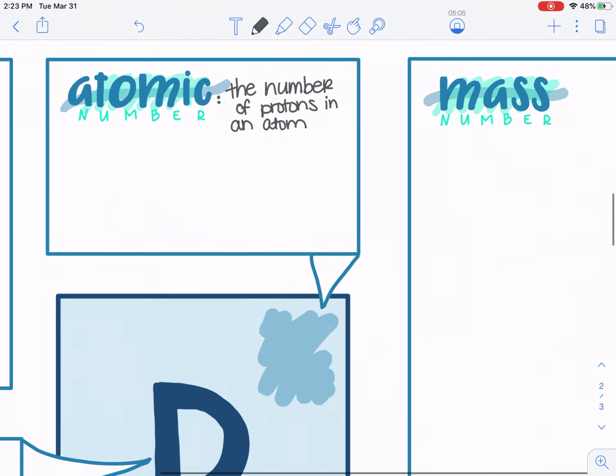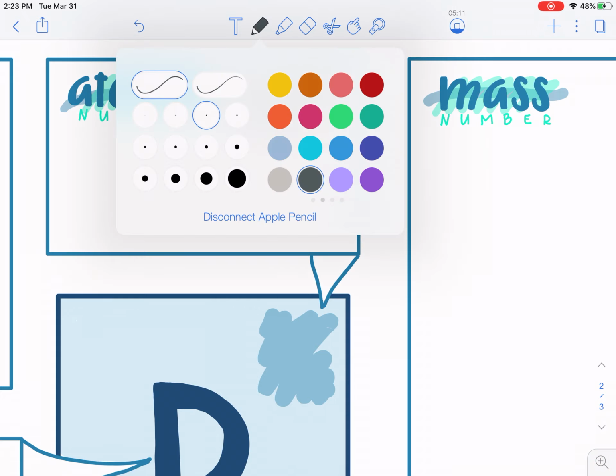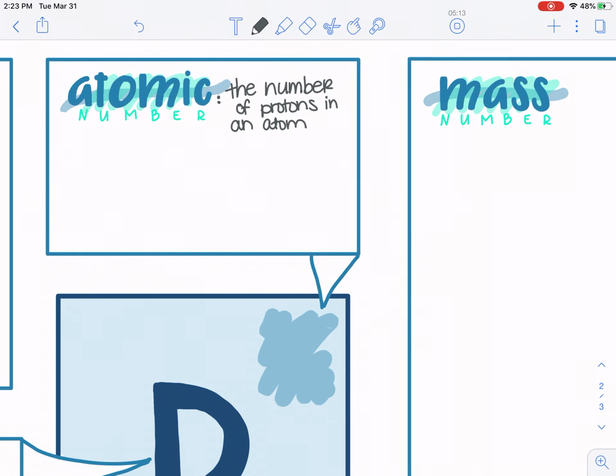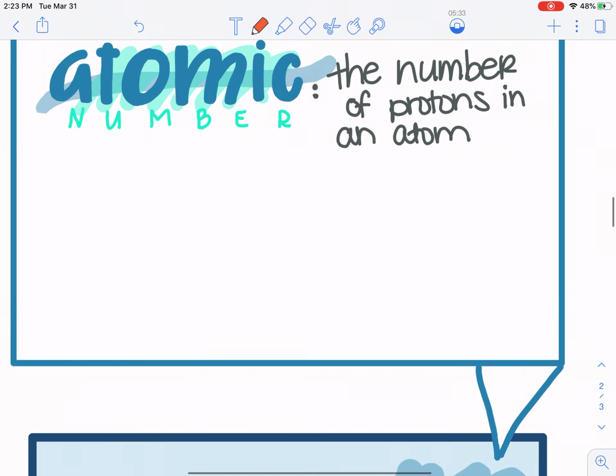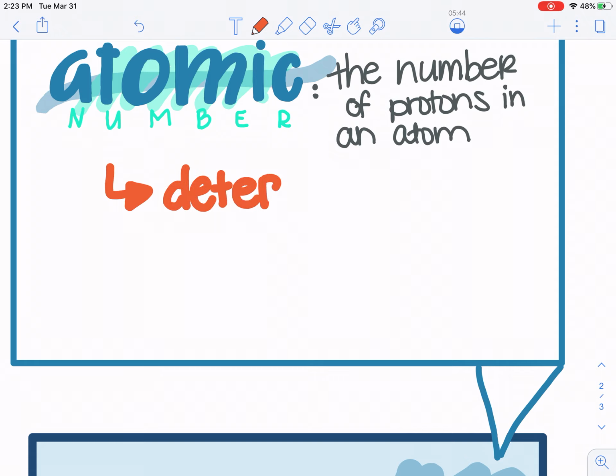The atomic number is found usually in the upper right-hand corner of each square in the periodic table, but it can be in the left-hand corner as well. The atomic number for phosphorus is 15, which tells us that phosphorus has 15 protons. The big important piece of information that we need to always remember about atomic number is the atomic number determines the type of atom.